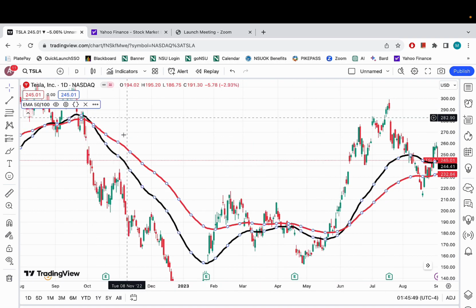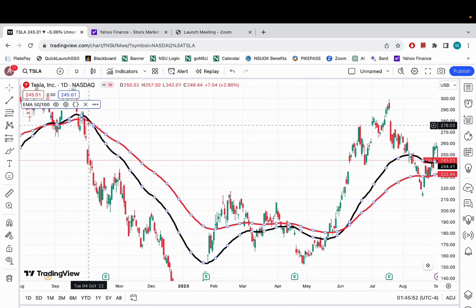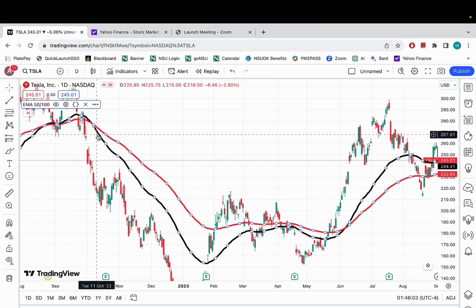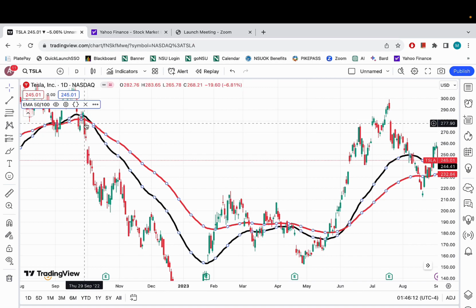Now here in this case, for instance, in October and exactly on October 5, 2022, this 50-period moving average sinks below the 200-period moving average. This indicates a bearish position, which means Tesla is going down, which means many investors who are using this technique will sell their stock.